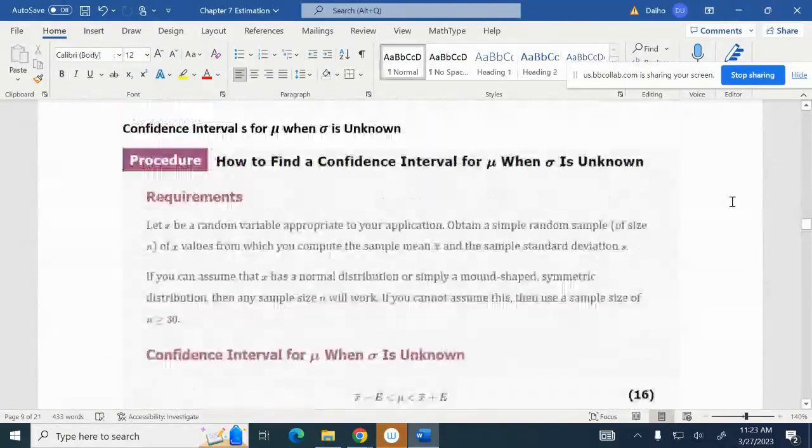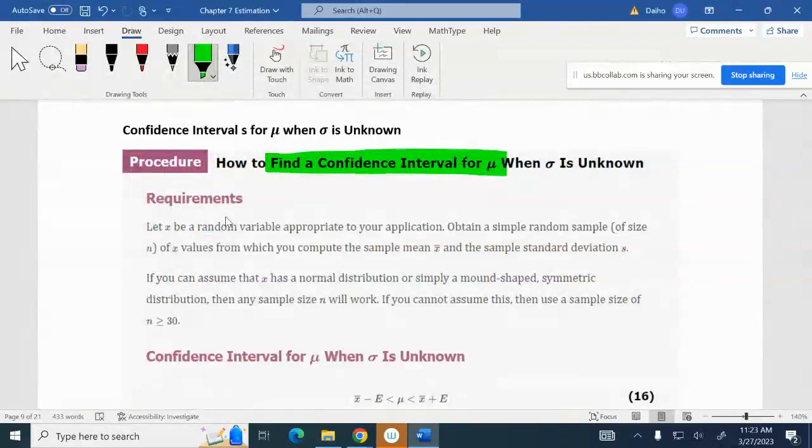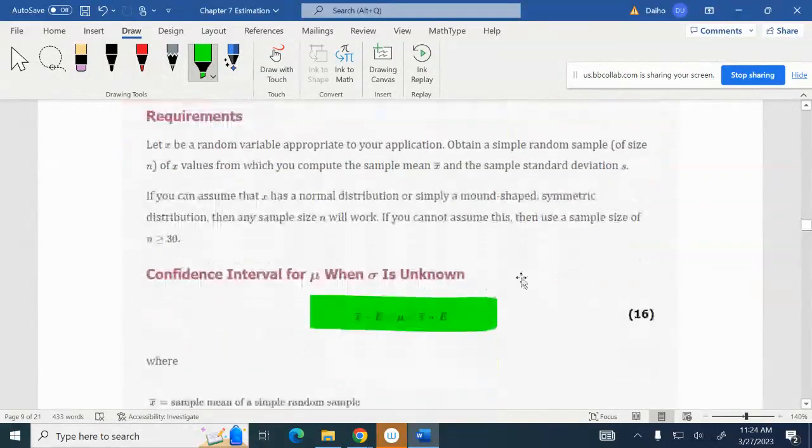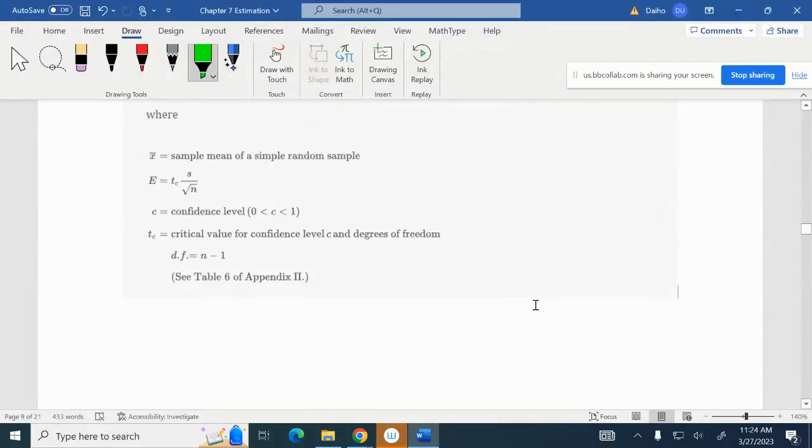Okay, it's the same idea. It's finding the confidence interval for mu when sigma is unknown. Look at this. Exactly the same: x bar, the point estimate, plus and minus E, the margin of error. But the problem is in E, the margin of error. Here was sigma, but today we don't know sigma, so it is replaced with S. Who is S? The sample standard deviation. But another problem is, here was the Z, a critical value from the Z table, from the standard normal distribution. But today, with S, we are going to use the t-score.